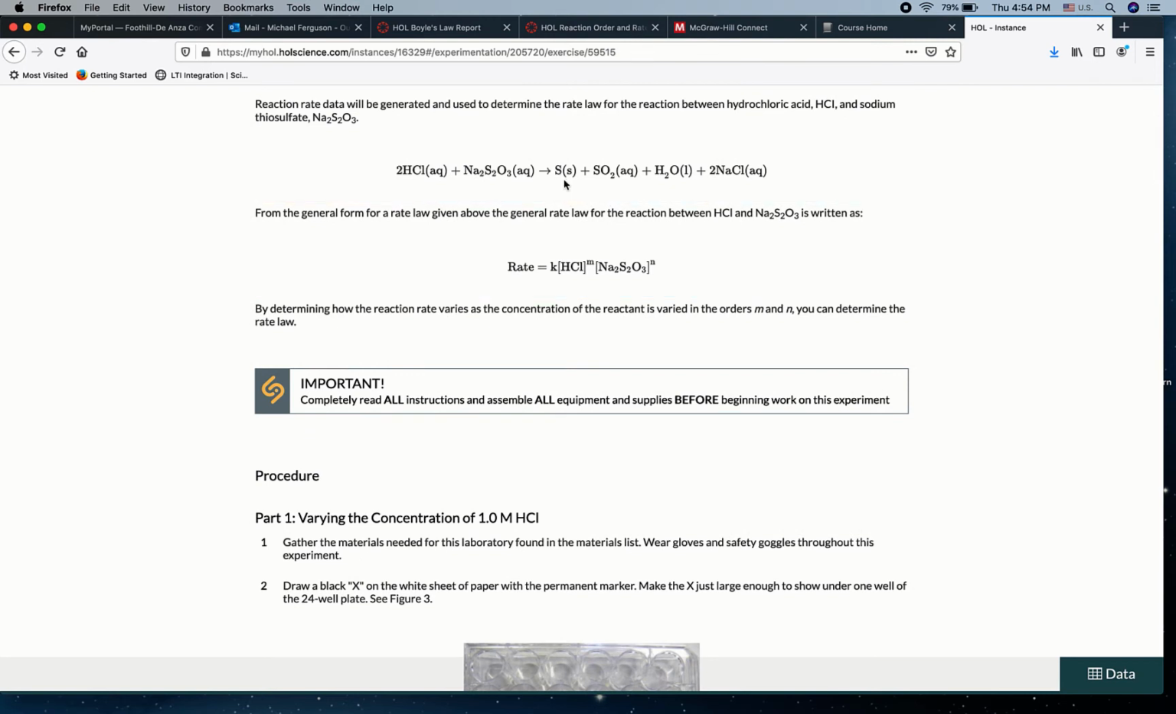So I know it's not the best, because it's a little subjective. Like when am I not seeing the X? But do as best you can. And obviously this is a rate. We're going to have rate is some rate constant, concentration of HCl reactant raised to some power, thiosulfate raised to some other power, and we're going to figure out what the m and n are.